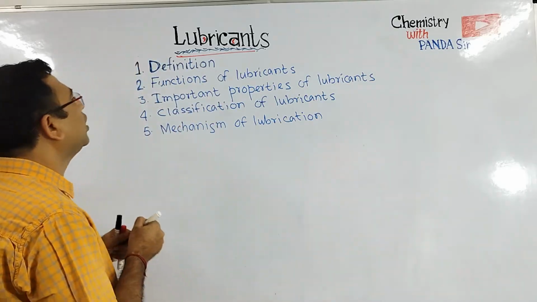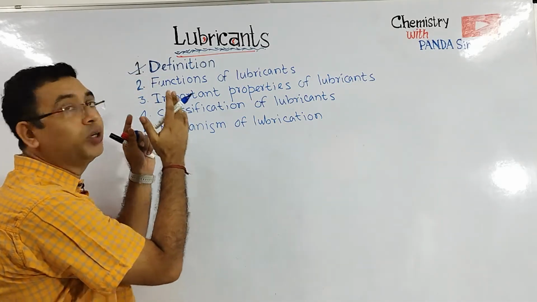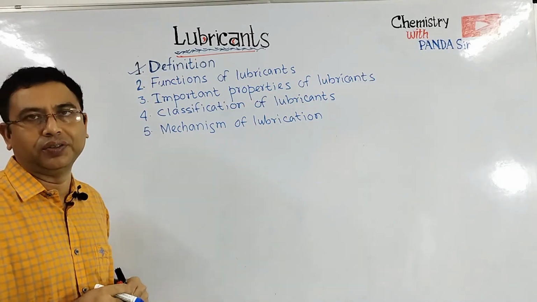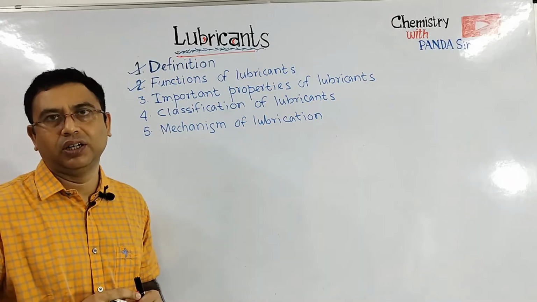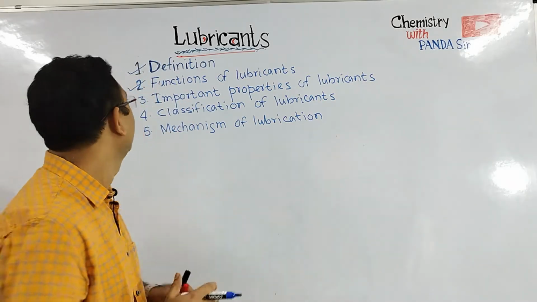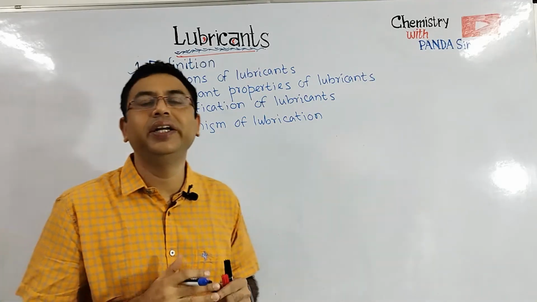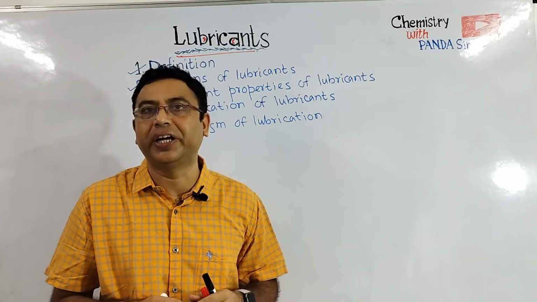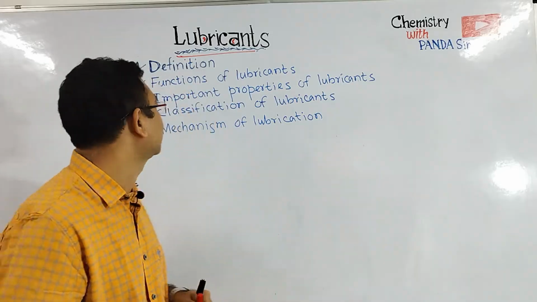Okay, so let me start with the first one, the definition. These are the topics we are going to cover in this video. The first one is the definition. The second one, what are the functions of the lubricant? Why are we going to use the lubricant for different purposes? And then we are going to talk about the properties needed for the lubricating substance. Can we use any substance as a lubricant, or do we want some specific properties in that? We are going to discuss.